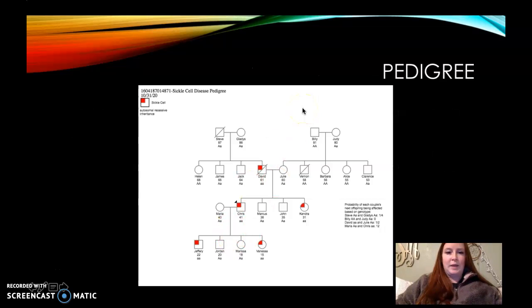And then this is the pedigree that I created. So you'll see right here, Steve and Gladys, they're both carriers, and they had one child that was affected. Since it's recessive, it's little a. And David married Julie, and she was a carrier, so they had 2 children that were affected. And then Chris right here, he is autosomal recessive, had children with a carrier, and they also had 2 children that were affected.